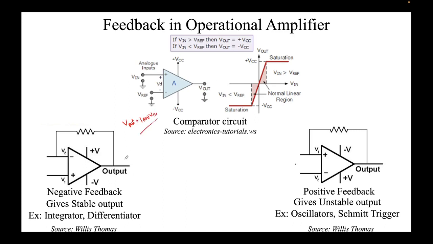So that's why we typically use it in feedback for stability. And positive feedback is used when you need oscillators or Schmitt triggers. Schmitt trigger is a very famous example. You should read up on this.